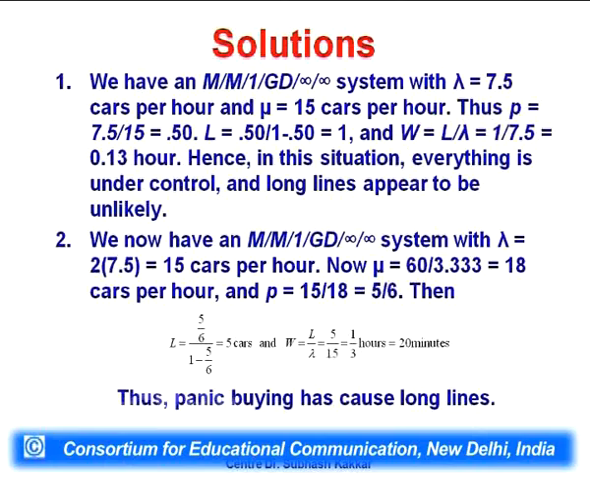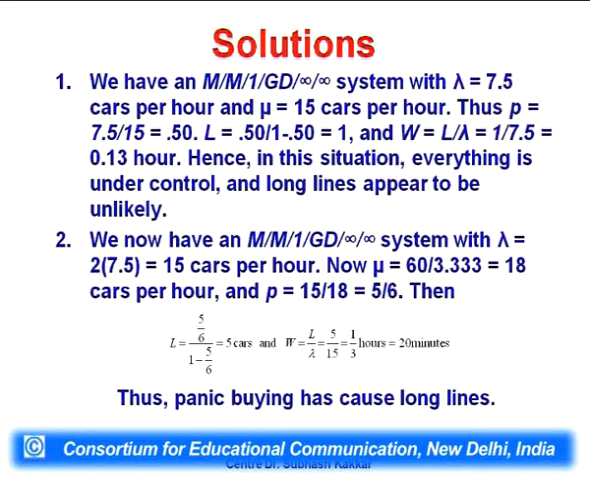We have in this case the model M/M/1/GD/infinity with lambda 7.5 cars per hour and mu equal to 15 cars per hour, and the same principle, same theory and same formula can be used to get an answer to this particular question.